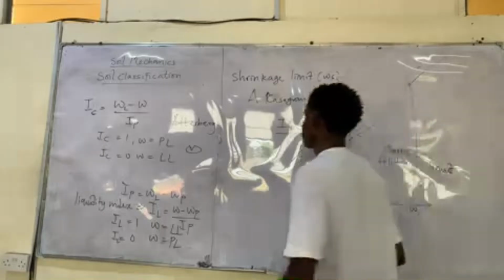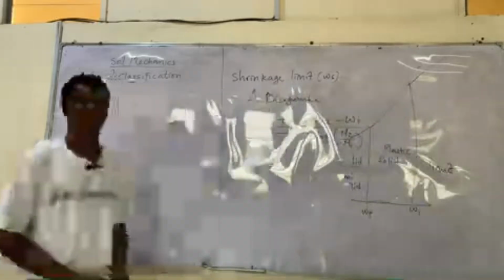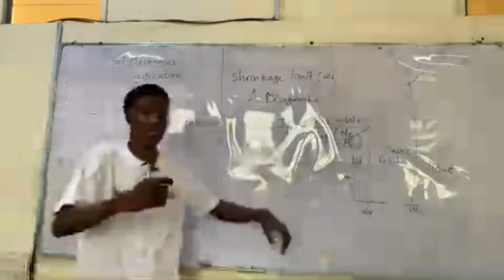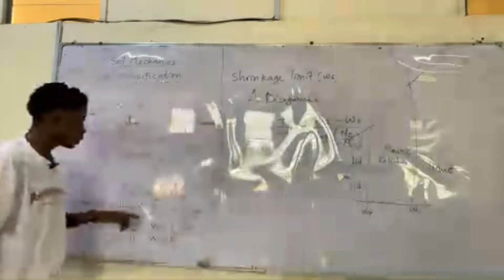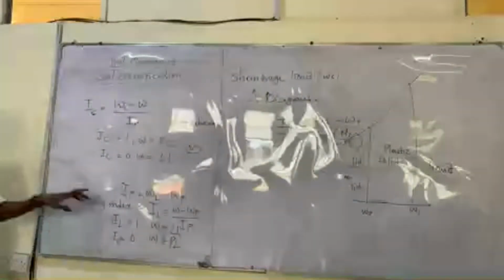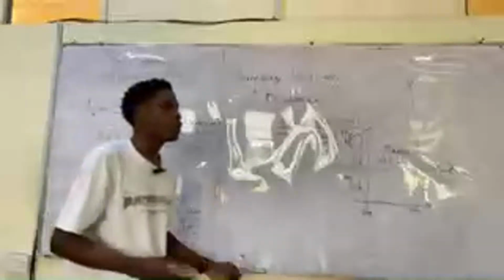So now we've done the flow index. Basically, that formula, the blowing formula, is to get the liquidity index. It's important to get the liquidity index. What about when we want to get the plastic limit?